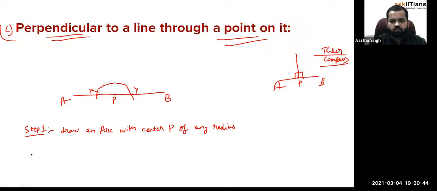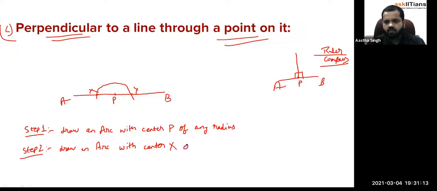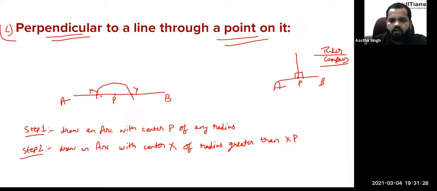Step 2. From point X, with a radius just greater than XP, draw an arc with center X. Just draw an arc with radius greater than XP. So this will go like this, right?